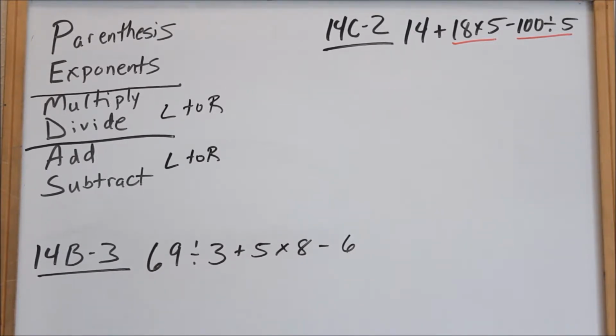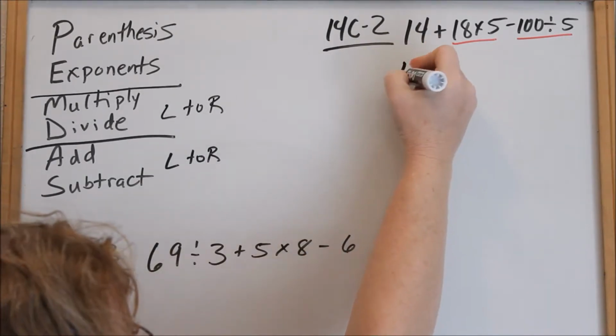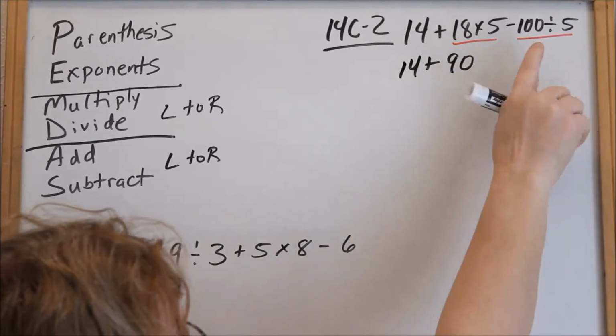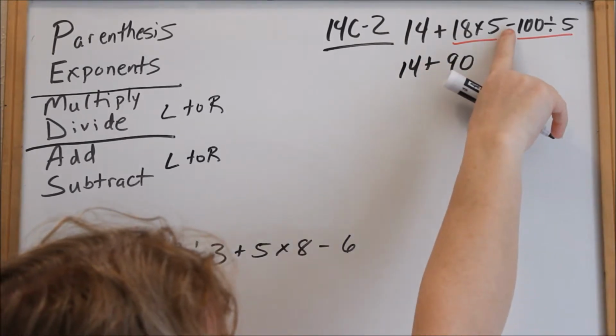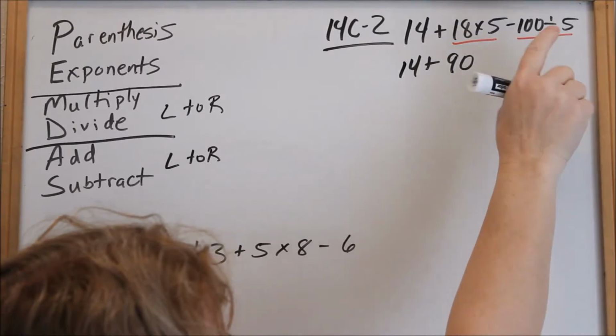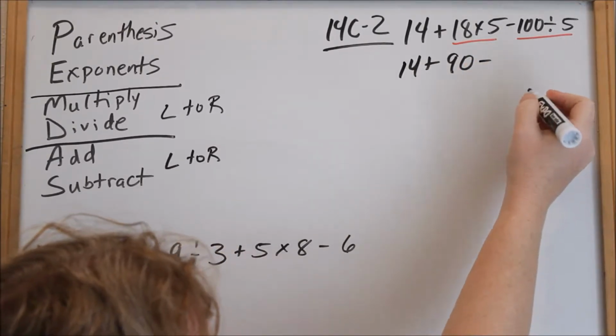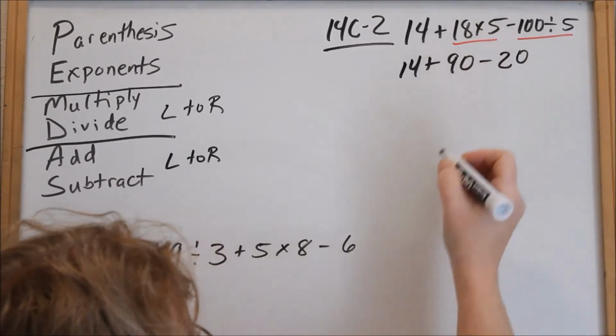I will be using my calculator on these. So the first thing we do is 18 times 5. So we didn't do anything to the 14. 18 times 5, 90. Okay, now we're doing our, you can see this as a negative 100 divided by 5. A negative divided by a positive is a negative. And 100 divided by 5, 20.